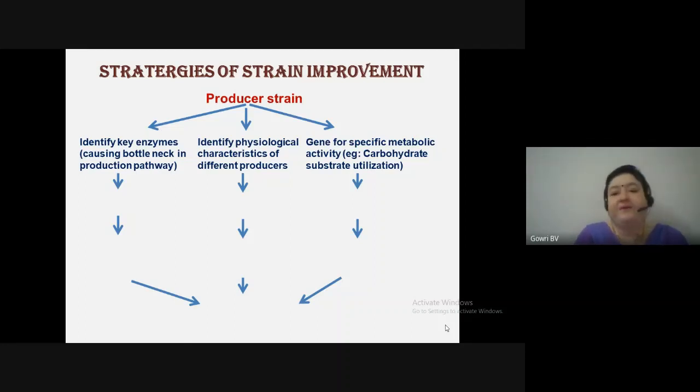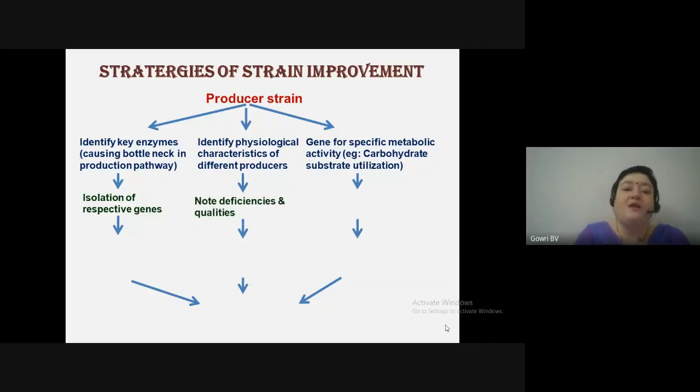Example, carbohydrate substrate utilization. So I repeat, when you have a producer strain, you should identify the key enzyme that is causing the bottleneck in the production pathway. You will identify the physiological characteristic of different producers. You will identify the gene for specific metabolic activity. So what you will do later is you will isolate the respective gene. Without gene isolation, you cannot go in for gene cloning. So you have to go in for isolation of respective genes.